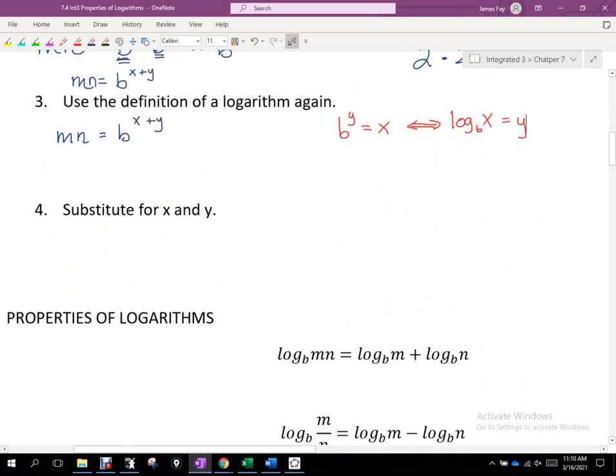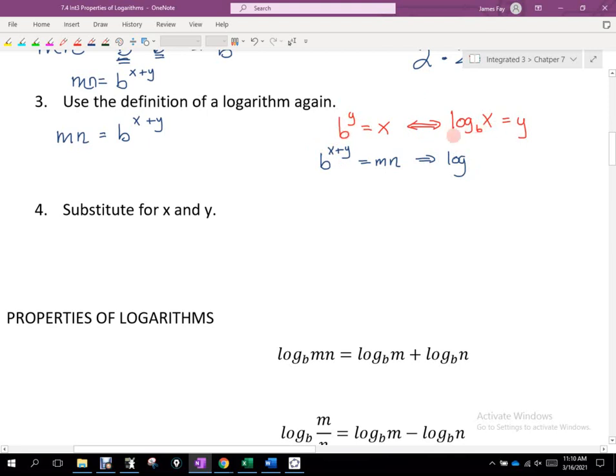So let's apply that to what we have with mn. I'm going to rewrite this, just so it's easier to make a comparison, as b to the x plus y equals mn. Okay, so there's the exponential side, there's the equal sign, and then we've got x plus y and mn. Those parts relate, right? They correspond. So let's take that information and rewrite it over here as a logarithm. Okay, so I'm going to write the word log.